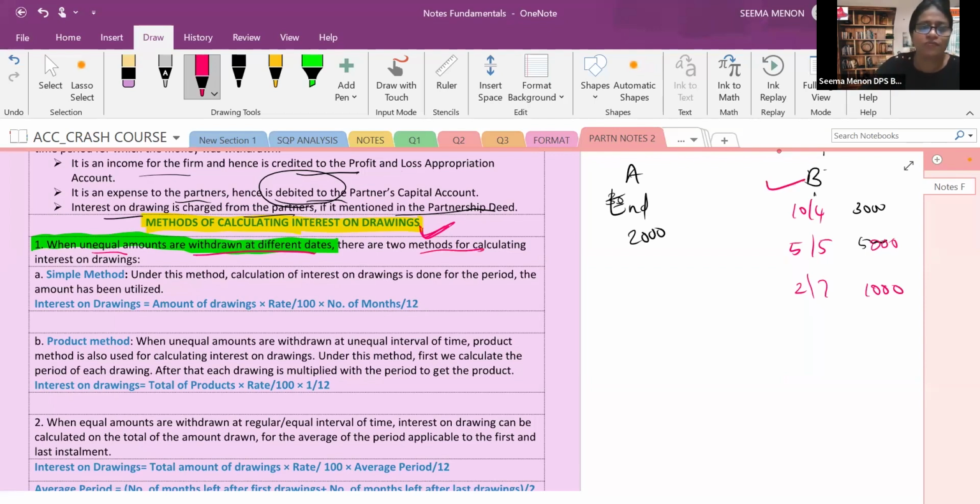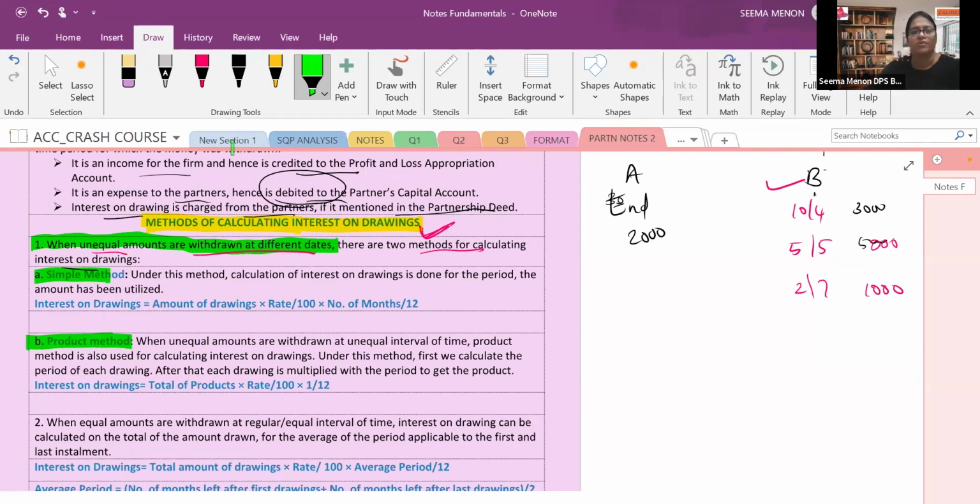There are two methods for calculating interest on drawings. Now we are discussing A and B, two partners. A will withdraw 2000 rupees fixed at the end of every month. B withdraws on a random amount and random date. So in this case, there are two methods for calculating interest on drawings. Which are the two methods? The first method is the simple method, and the second method is the product method. Let's discuss them one by one.